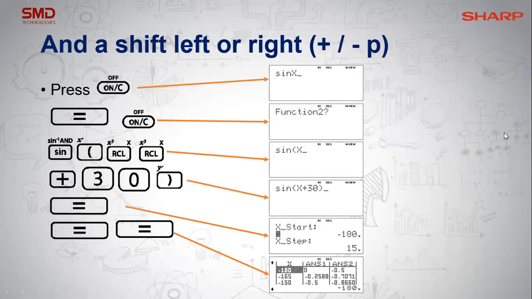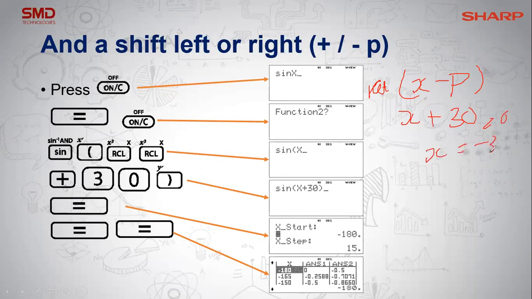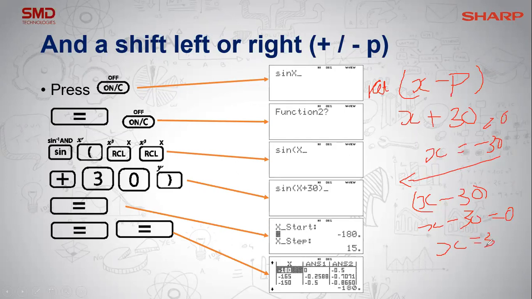And then of course your shift left and right as well. Remember here that your formula is x minus p, and then your ratio here. So when we put in, for example, x plus 30 and make it equal to zero, x is actually equal to negative 30. So here our shift is to the left. And when I have x minus 30 equal to zero, then I have x is equal to 30, so my shift is to the right. That's just something to pay attention to when you are doing shifts left and right.